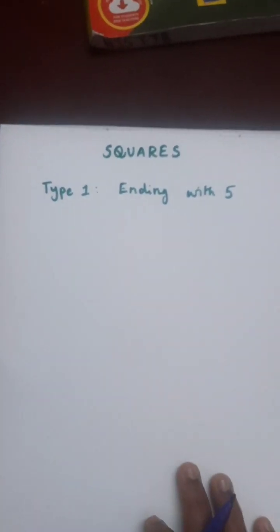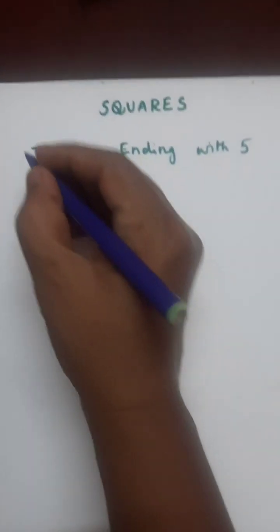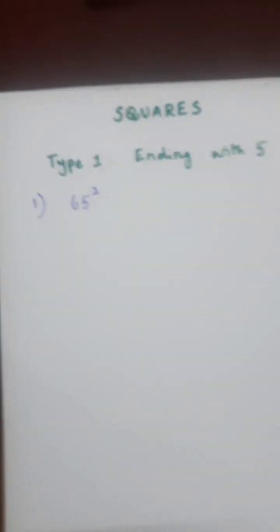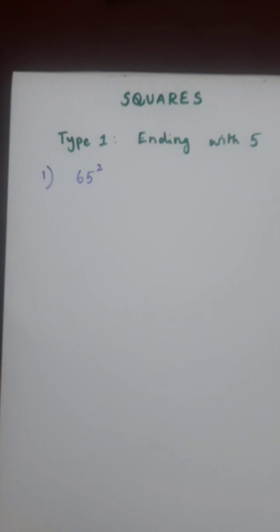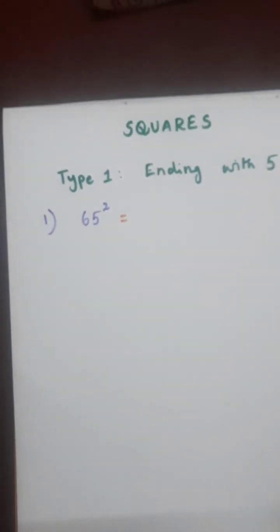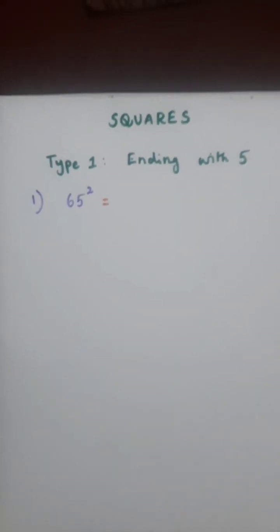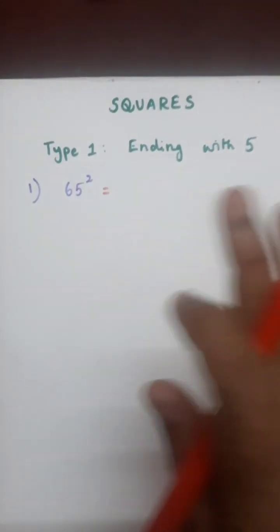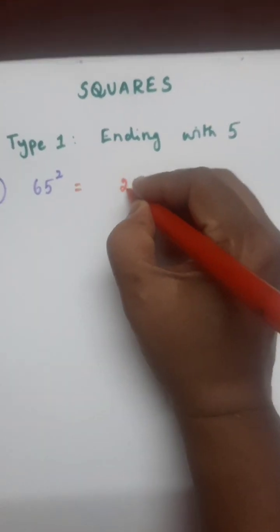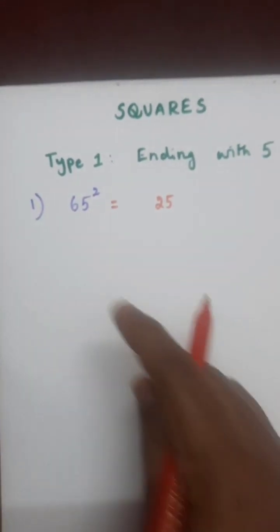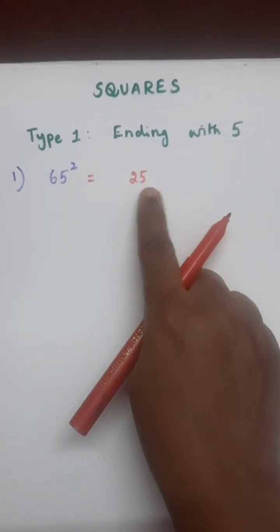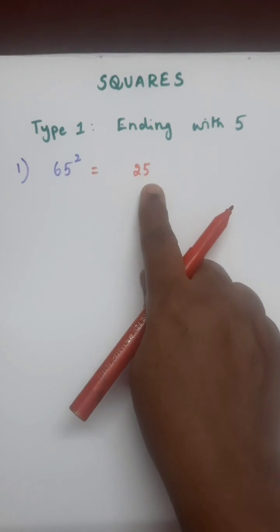I'll explain this with examples. For example, the first one, 65 square. This number ends with 5. If it ends with 5, then the last two digits of the square will be 25 only, because the square of 5 is 25.